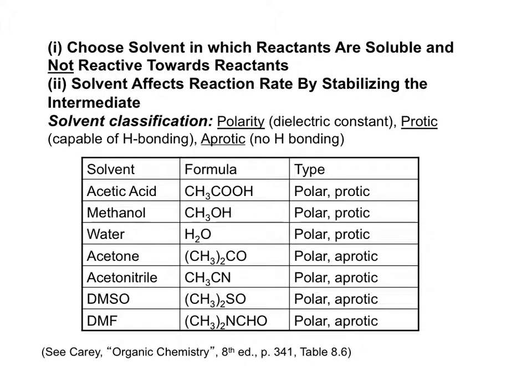A protic solvent is capable of hydrogen bonding, but an aprotic solvent will not involve any hydrogen bonding. Note that the first three solvents are polar protic solvents, which involve hydrogen bonds. The last four solvents are aprotic solvents.